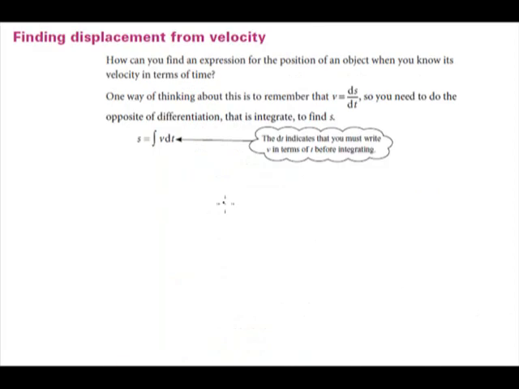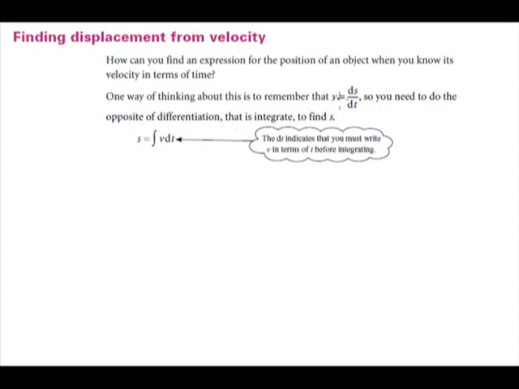So next let's talk about integral calculus. That's the reverse of differentiation, integration. How can you find an expression for the position of an object when you know its velocity in terms of time? You just integrate. One way of thinking about this is to remember that v is equal to ds over dt. So you need to do the opposite of differentiation, that is to integrate to find s.